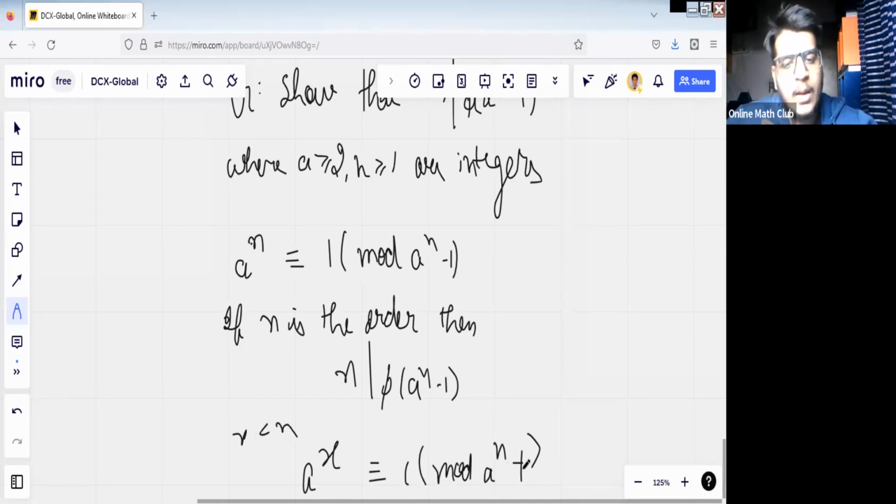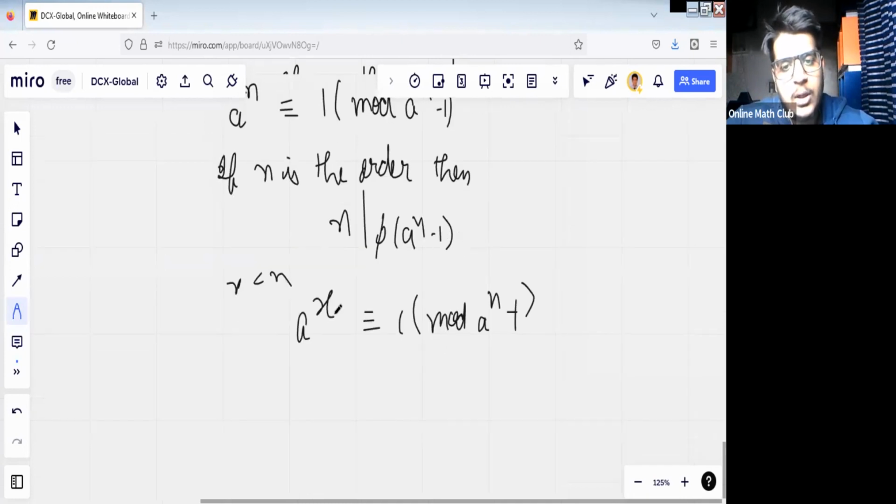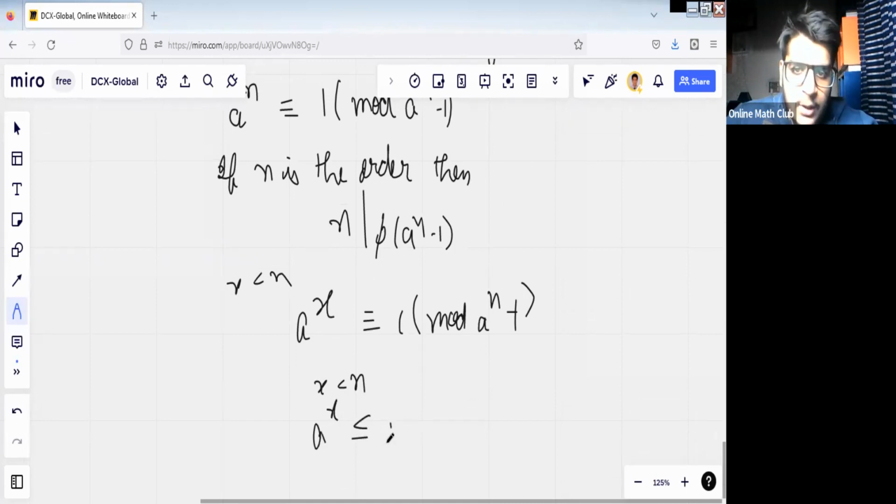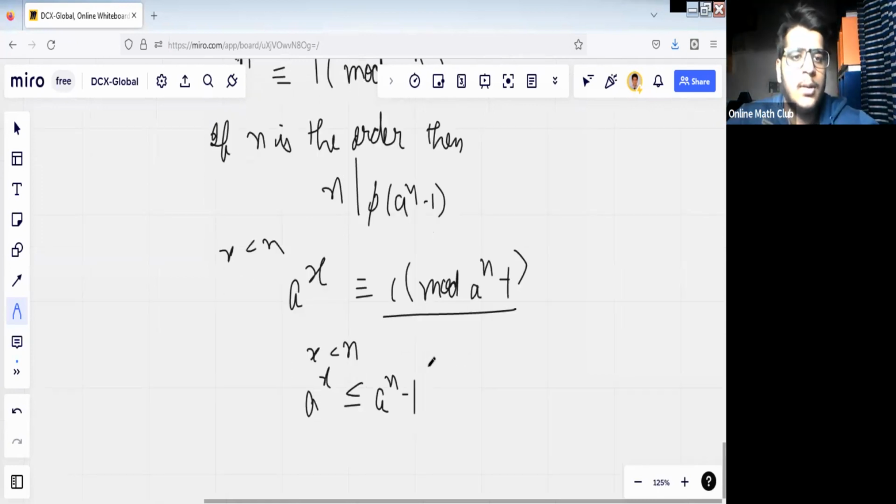Yeah, that works. So notice that if x is less than n, then a to the power x is less than or equal to a to the power n minus 1. So it cannot be 1 mod this thing. So we are done. Nice. Okay. Next question. Let me find one sec.